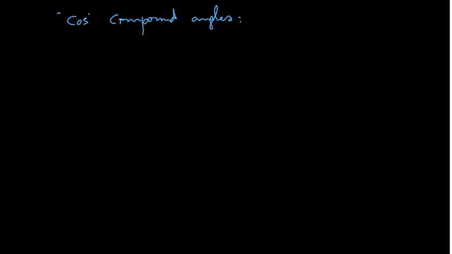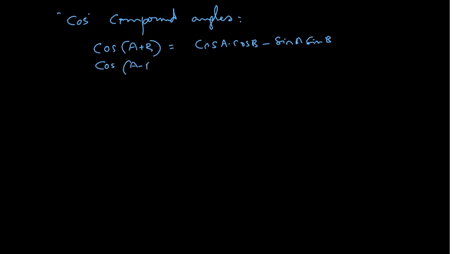Tan as well. Okay. So cos(A+B) will be cos A cos B minus sin A sin B, and cos(A−B) obviously will be cos A cos B plus sin A sin B. The formula is different, the signs are different, as the structure also is different. This is a cos formula.